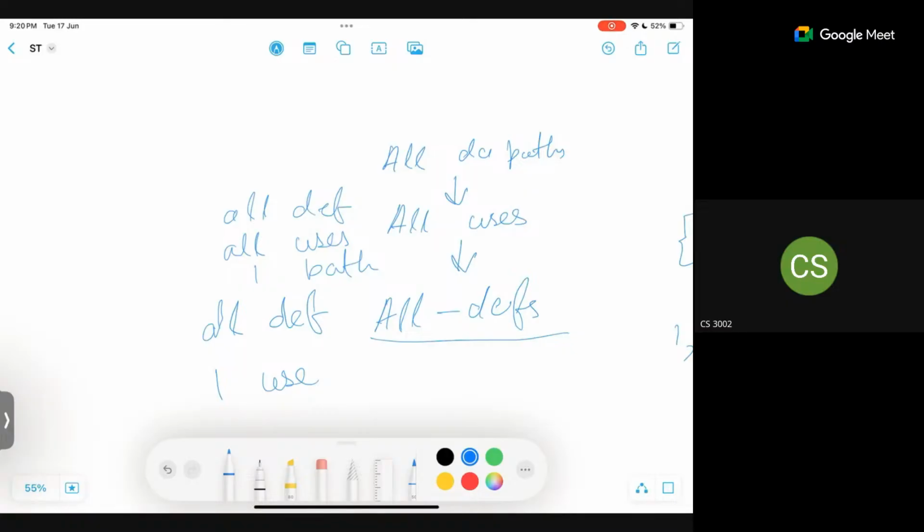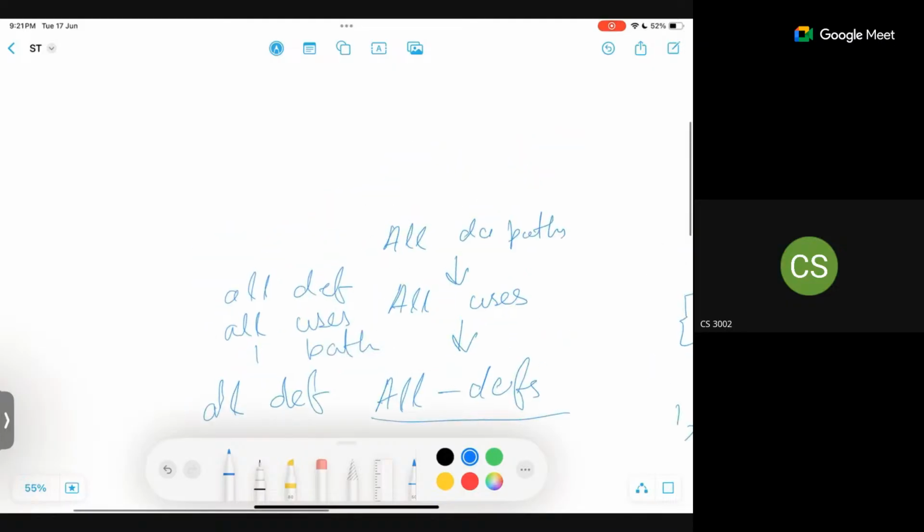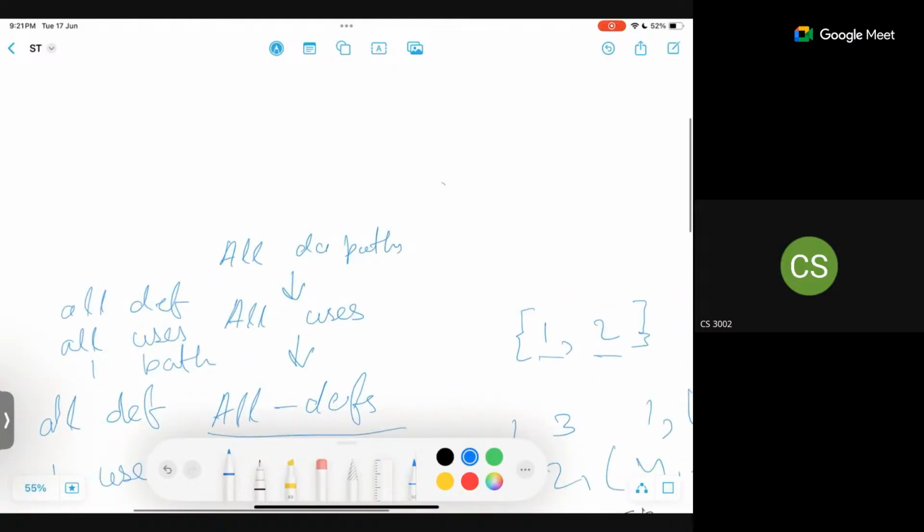Meaning for every use you have at least one path. Let's say there is only one definition and there are four uses. You consider at least one path for every use that is there. All DU paths says that I'm going to go through all definitions, which is already there, and all uses through all possible paths. So this is only all paths.